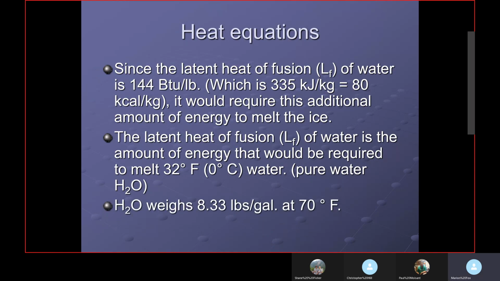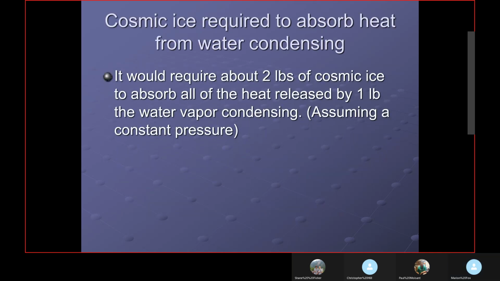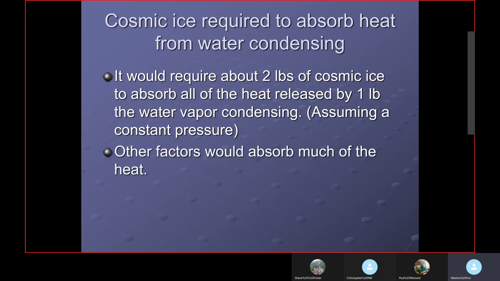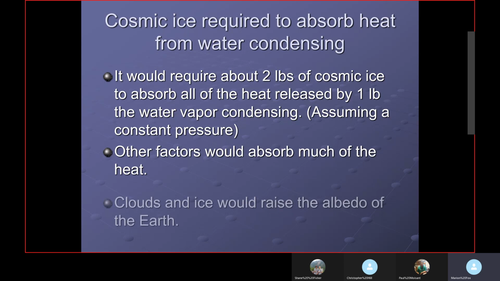Well, H2O weighs 8.33 pounds per gallon at 37 degrees Fahrenheit. It would require about 2 pounds of cosmic ice to absorb all the heat released by 1 pound of water vapor condensing, assuming a constant pressure, of course. Other factors would absorb much of the heat as well.